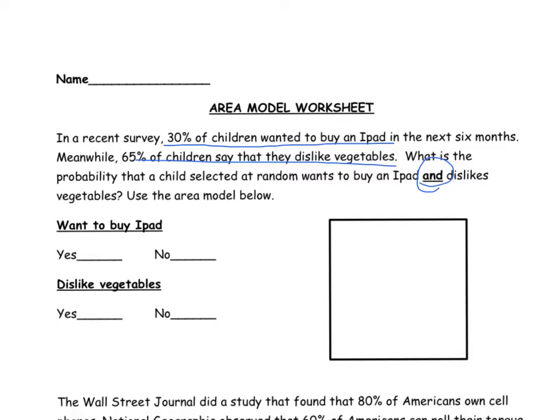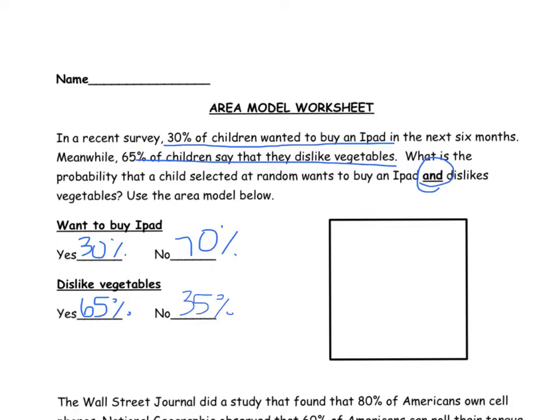So let's fill in some information. Do they want to buy an iPad? Yes. That is 30% of the students. Do they want to buy an iPad? No. That would be 70% of the other students. In terms of vegetables, 65% say they dislike vegetables, which would mean the remaining 35% do not dislike vegetables.